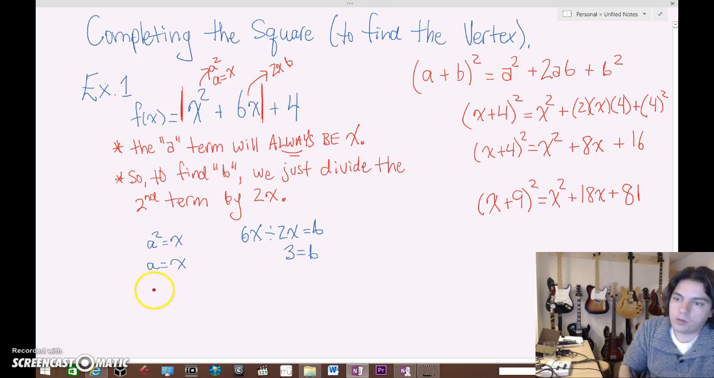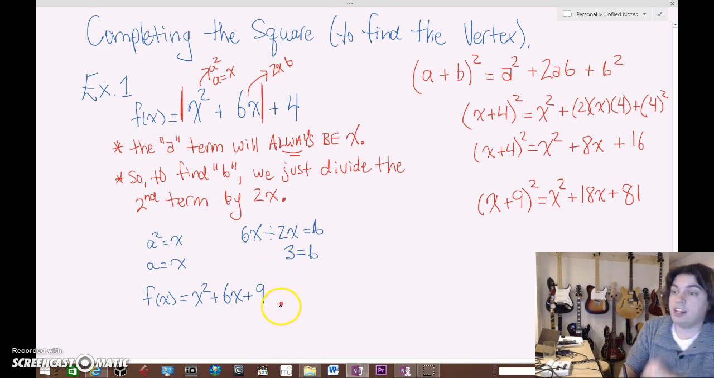So we're going to say f at x is equal to x squared. And remember, that's this term. That's the a squared term. Then we're going to add in the second term, which is still the same, plus 6x. But now we're going to add in our final term, b squared. And b, of course, is 3, so b squared would be 9. So we're going to add in 9. Now, so that I haven't changed anything, I'm also going to subtract 9. And then I'm also going to leave this plus 4 here.